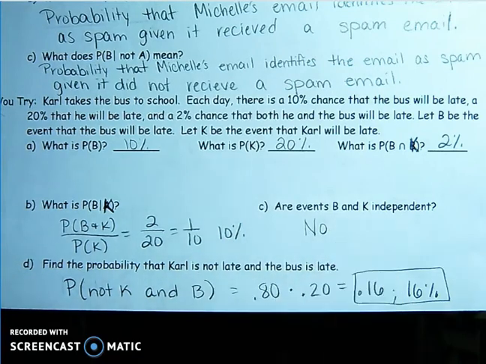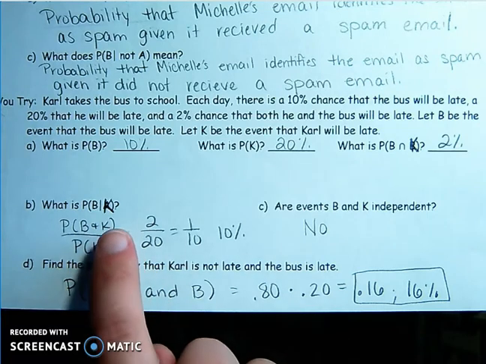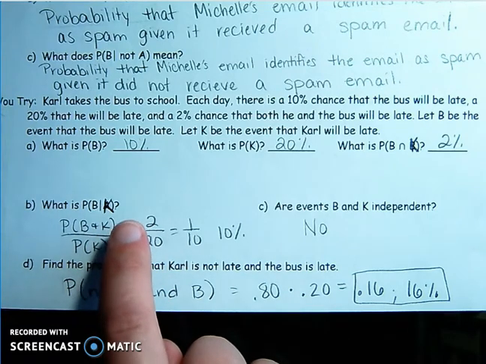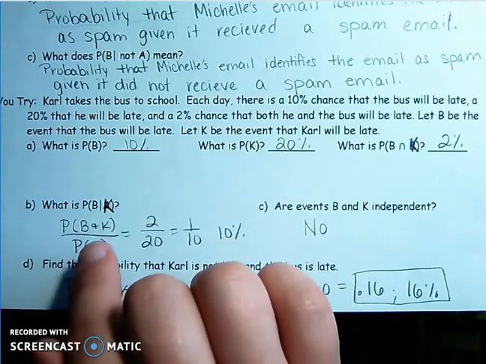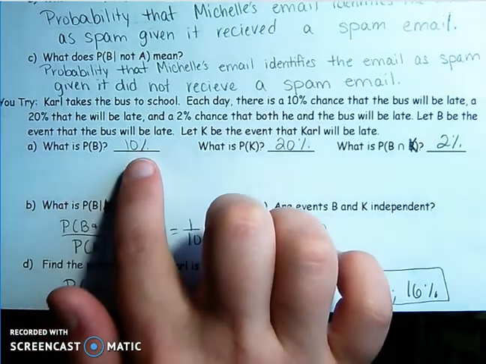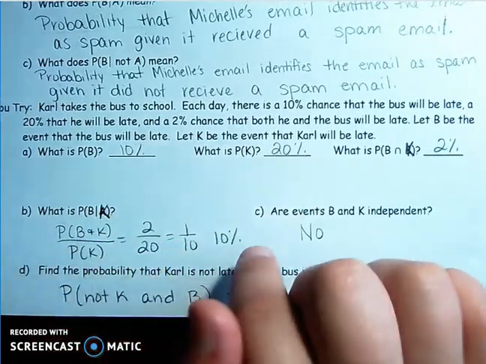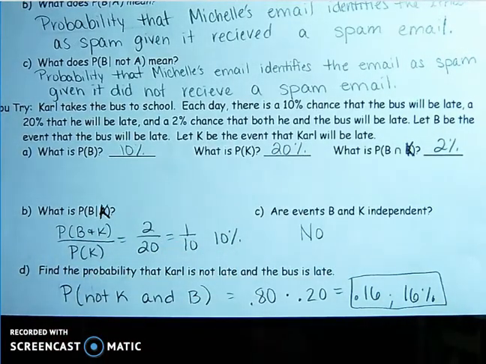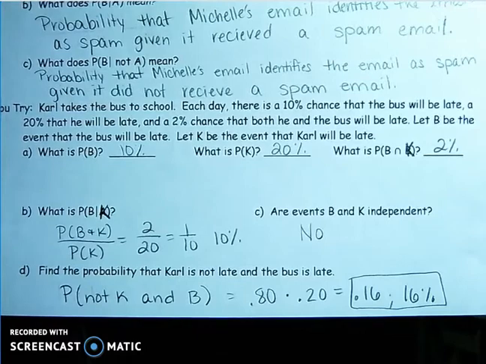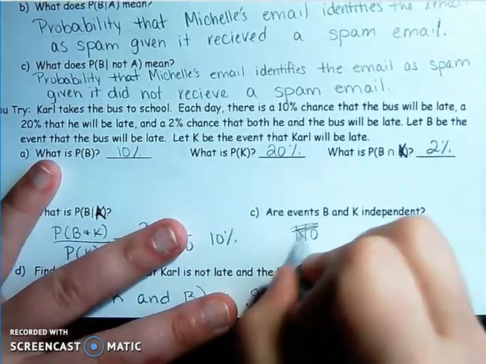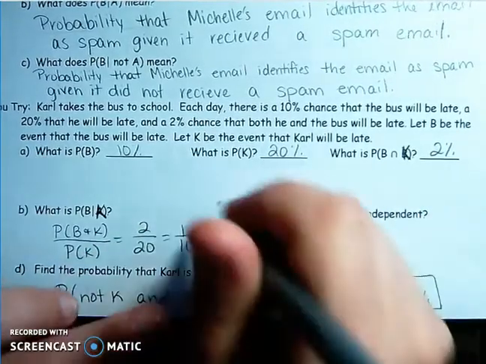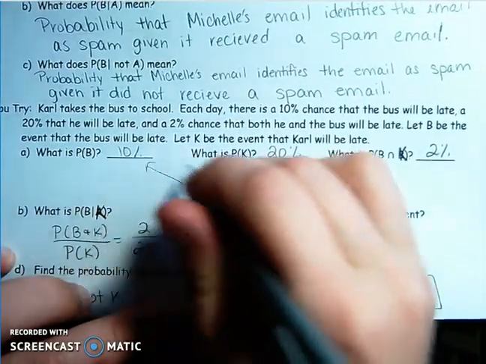Are B and K independent? Remember, the definition of independent is that the given doesn't change the probability. So, is the probability of B given K the same as the probability of B, 10%? Yes. So this question is actually yes. They are independent of each other, because these two are equal.